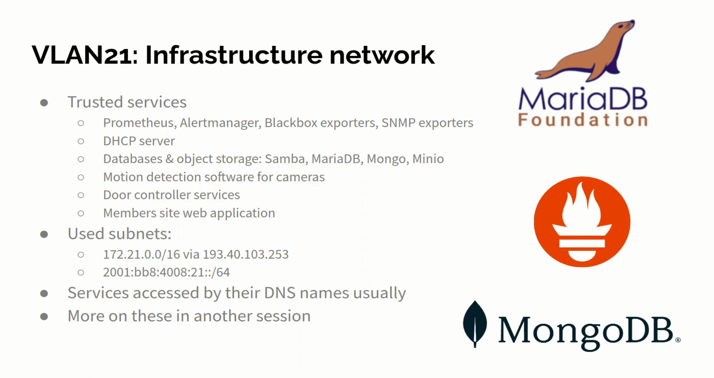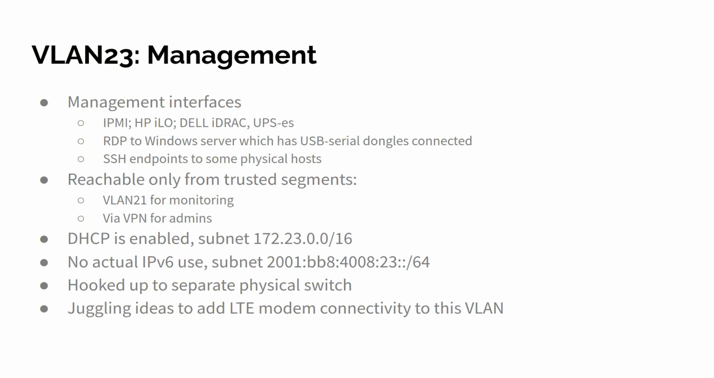All the monitoring stuff is here: databases, motion detection software for cameras, door controller software, and all of our web applications as well. For most of these services, you do have a DNS name available, so for convenience, you can access it by name instead of an IP address. But more about these services in another talk.